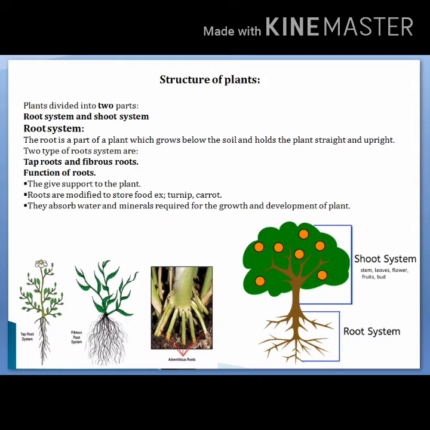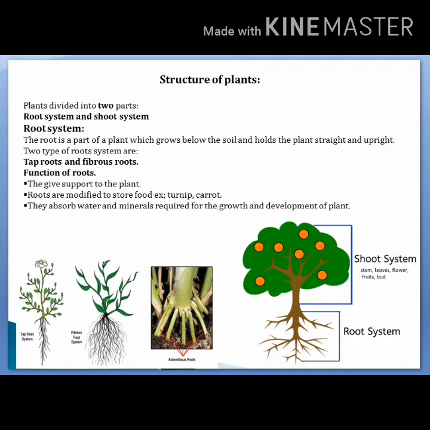Structure of plants. Plants are divided into two parts: root system and shoot system. Root system. The root is a part of plant which grows below the soil and holds the plant straight and upright. Students, as you can clearly see in the picture, the root system is the part which is under the soil.